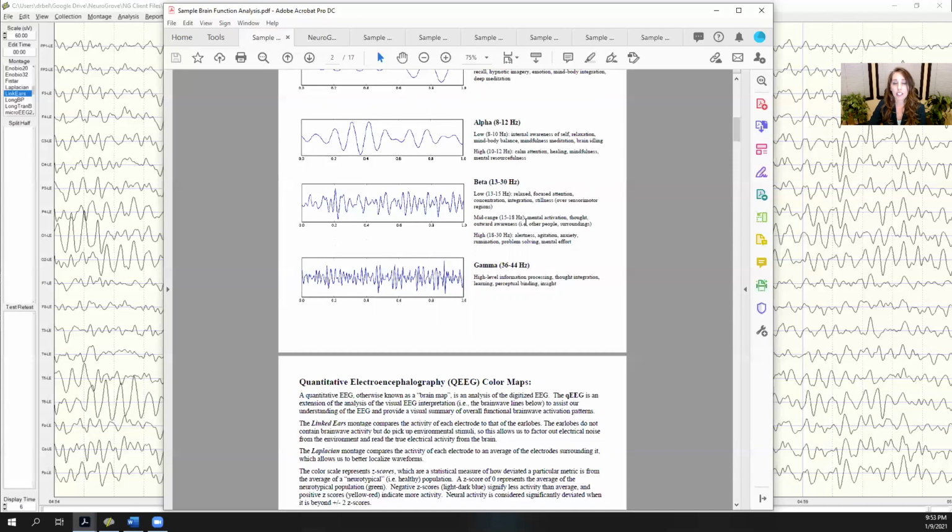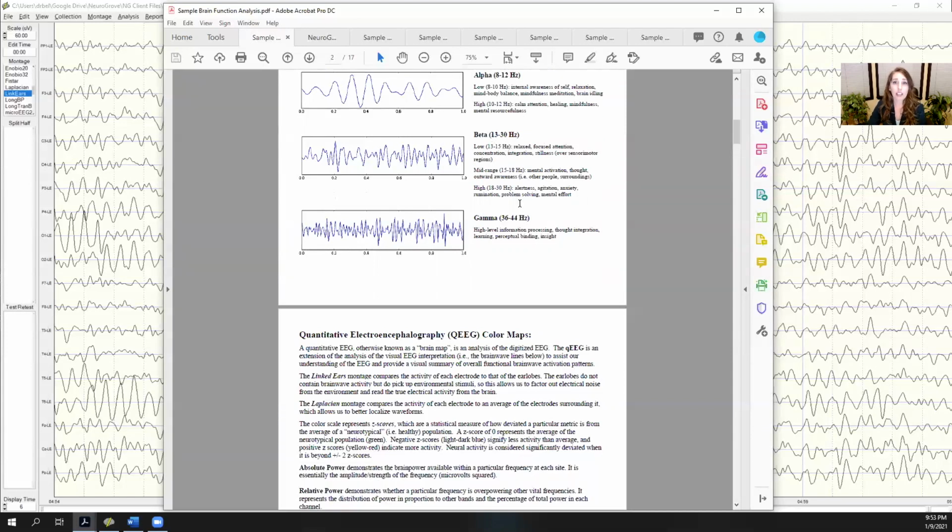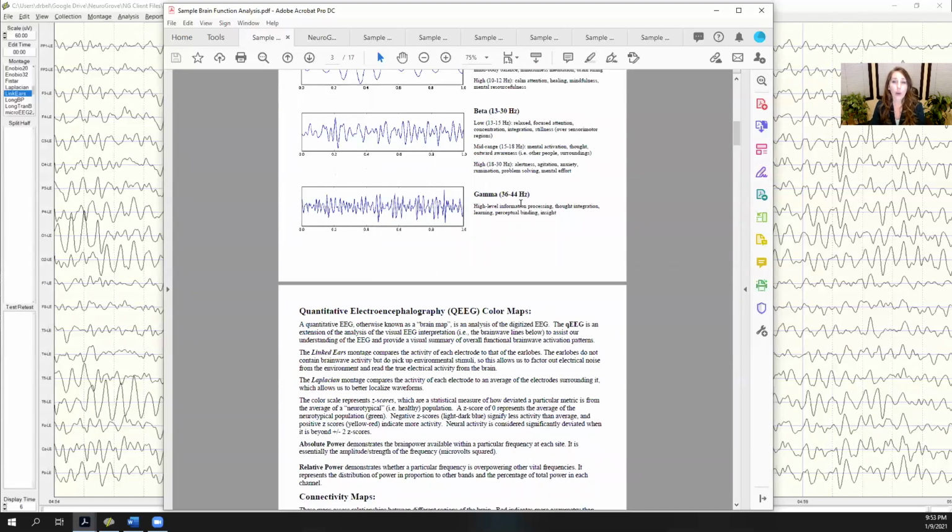Getting into beta, this is where we divide it into three different levels. The low end of beta, 13 to 15 hertz, tends to be an ideal state to be in when we are trying to focus. Throughout our day to day processes, we should be in a dominant low beta state because a lot of times we're needing to listen to things, take in what other people are saying to us, we're reading, we're working, and all of those tend to require that low beta frequency.